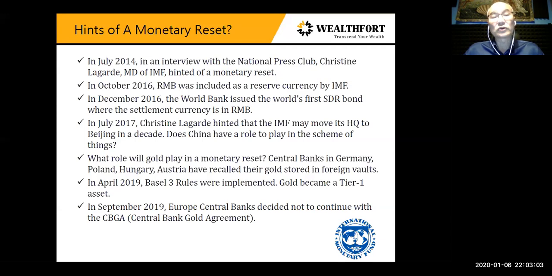Now, what role will gold play in a monetary reset? Central banks in Germany, Poland, Hungary, and Austria have recalled their gold stored in foreign vaults.